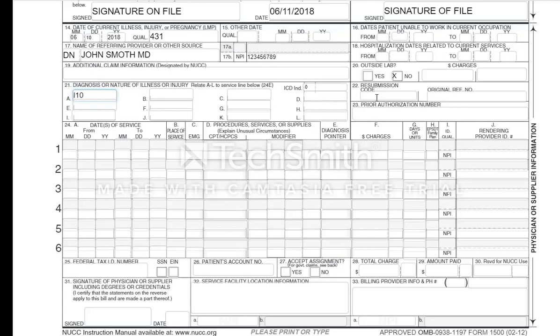Now, your line 1 should always be your evaluation and management code. Okay, if you have multiple evaluation management codes, then you're going to put them in order by the date. If it's all for one visit, you should only have one evaluation management code. You might have additional CPT codes, but 2 through 6 will go in the order of charges, or column F.